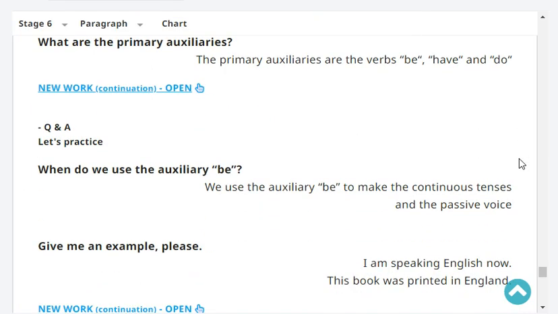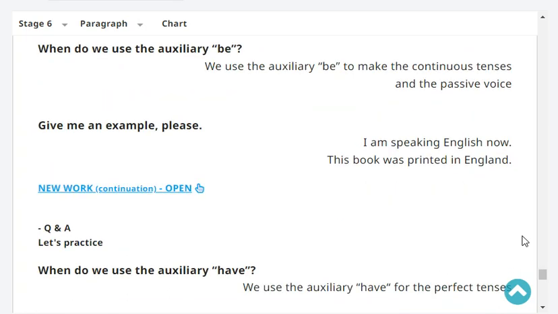When do we use the auxiliary be? We use the auxiliary be to make the continuous tenses and the passive voice. Give me an example, please. I am speaking English now. This book was printed in England. Very good. Okay, next.